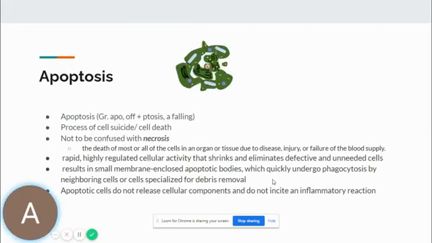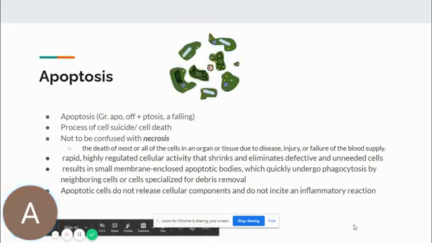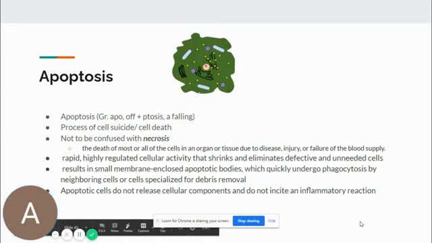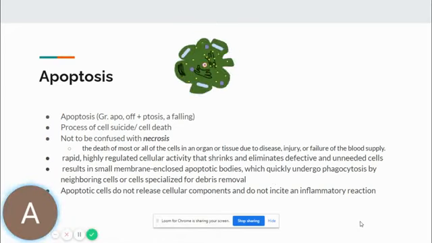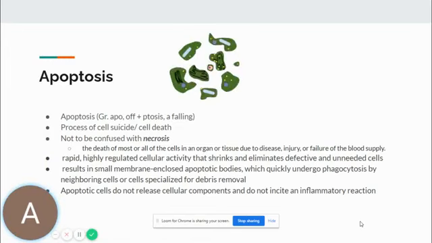And I think we're already almost at the finish line. So apoptosis. What is apoptosis, no? It is falling off, or the process of cell suicide or cell death, no? Parang nagpapakamatay yung cell. Why is it happening?